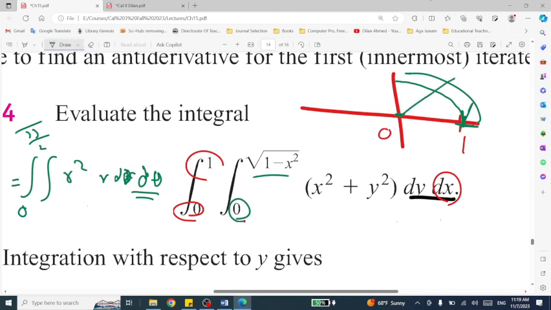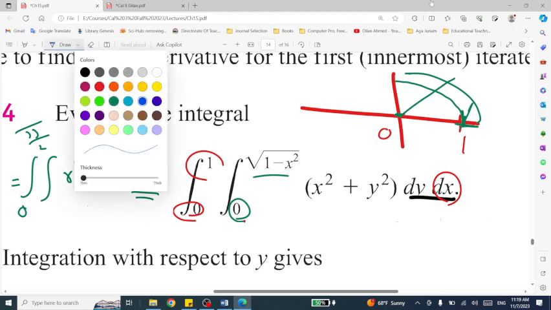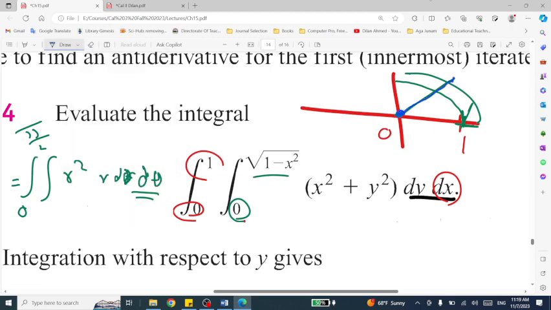Let me turn it on R: 0 to 1. Why 0 to 1? Because the circle has radius 1, yeah?